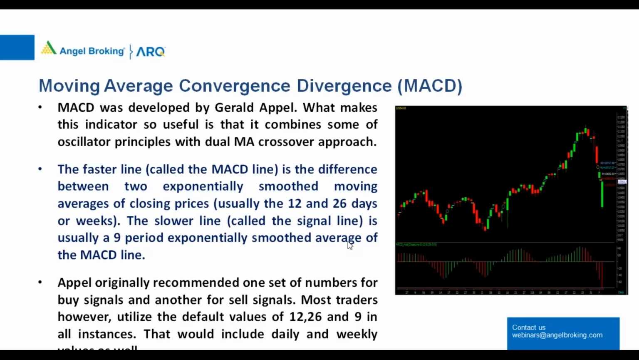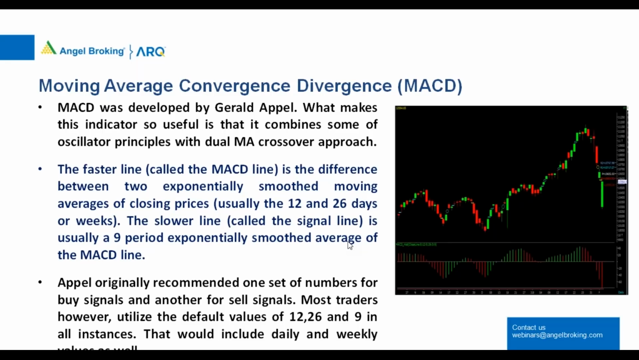So what the MACD does is combine the moving average crossover approach along with the oscillator approach. In this case, there are two lines. We have the faster line, which is called the MACD line. Here the parameters are generally 12, 26, and 9. Ideally you should use these parameters.